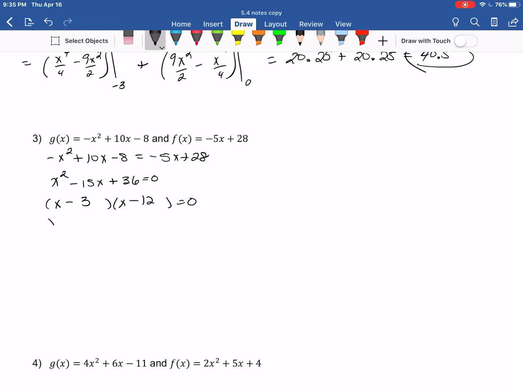So I get 2 solutions, 3 and 12. Those are my 2 points of intersection, x-coordinates of those points of intersection. Now you're going to want to draw a sketch, and feel free to use a graphing calculator if you would like to at this stage.